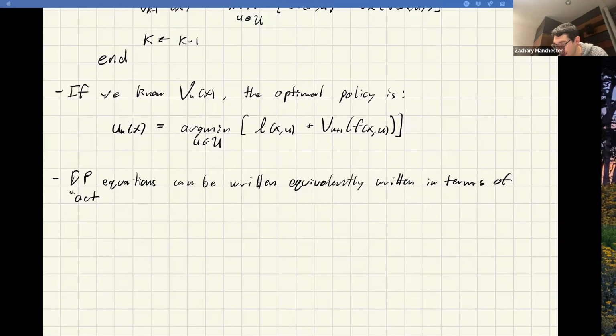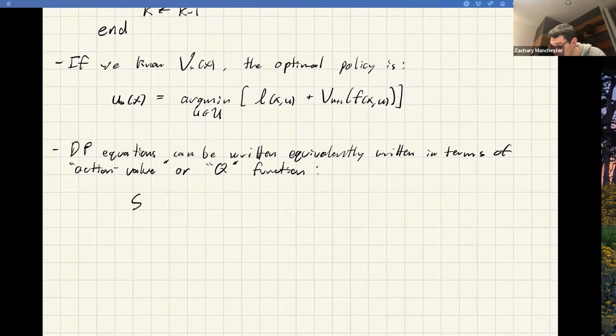Okay, so this thing that's called the action value function, or just Q function. The real name is action value function. It's usually written as a big letter Q in a lot of the literature, so people just call it Q function for short. And it looks like this. So we're going to use big S, and so we'll write it as S sub k.